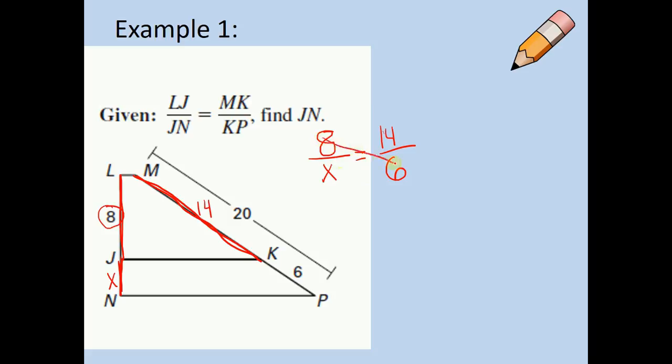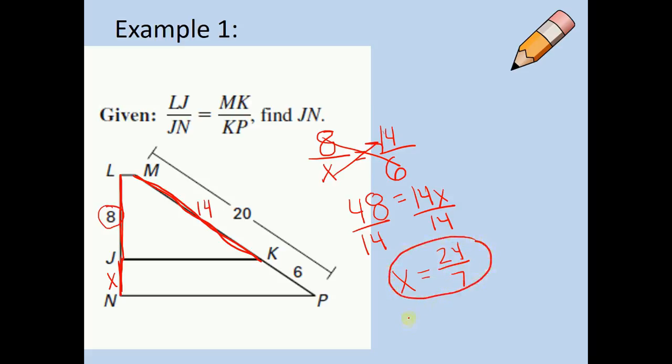We can cross multiply. So 8 times 6, that is 48. X times 14, that's 14x. Looks like I need to divide by 14. No, that doesn't divide nicely. But if I simplify that fraction, I will get 24 over 7. Divide them both by 2. Or if you want it as a decimal, 3.43 as well.